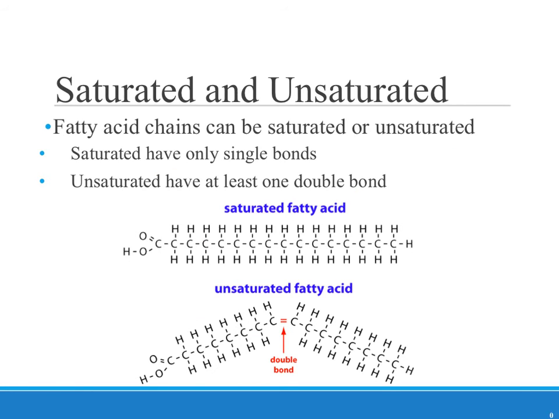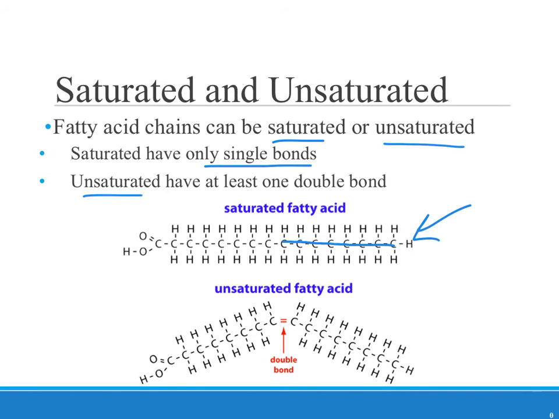The fatty acid chains can be either saturated or unsaturated, and I know you've heard those terms in regards to food. Saturated fatty acid chains only have single bonds, so this is an example of what a saturated fatty acid chain would look like if you wrote out the chemical structure. So you can see all the carbons are bonded to all the other carbons with just a single bond, and it creates a very linear molecule, very straight.